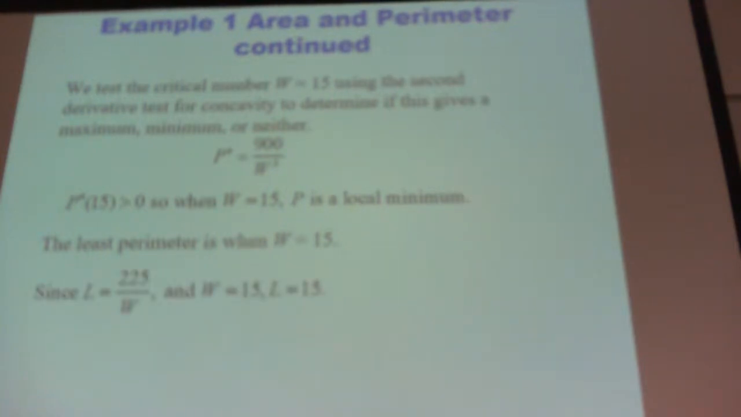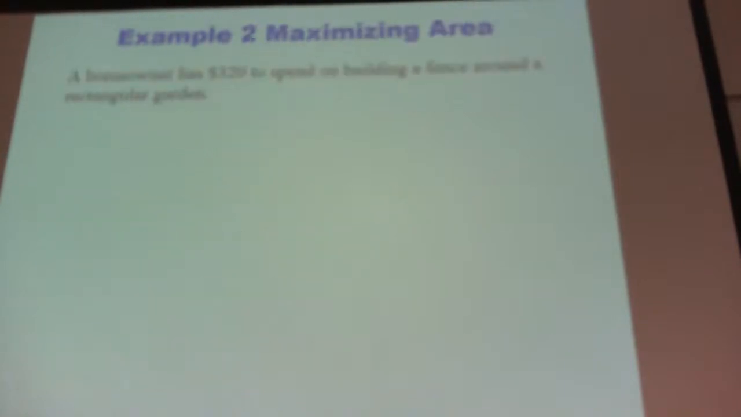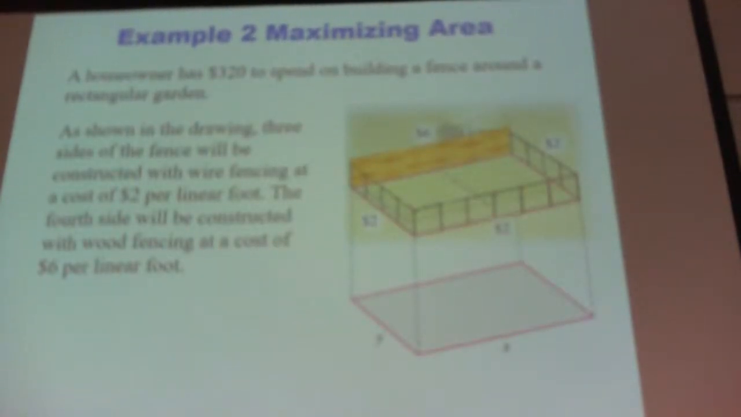If I plug 15 into the second derivative, it's greater than 0, which means we have a local minimum. The least perimeter is W, 15. You plug into the area to find that width is 15, length is 15, plug into the perimeter, and we got our answer. Okay?